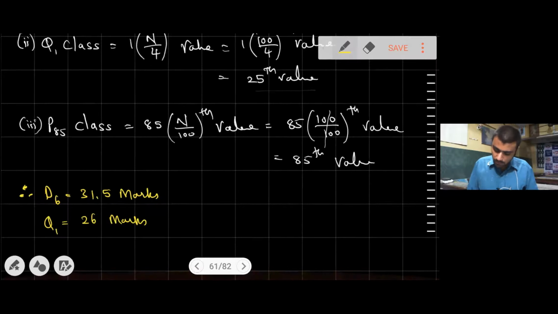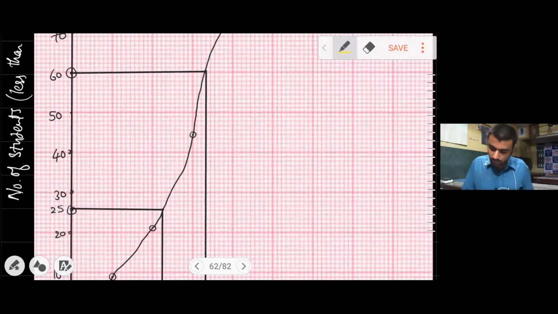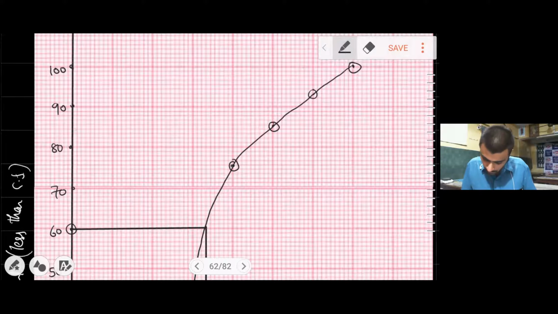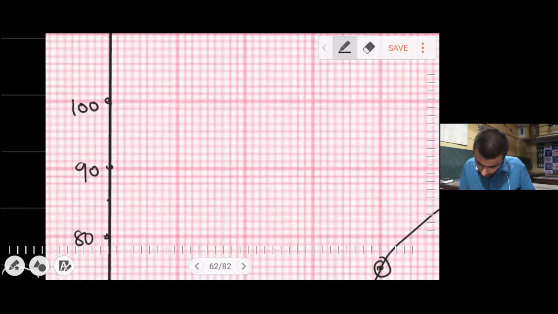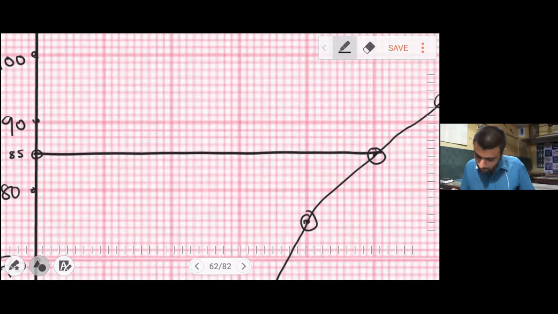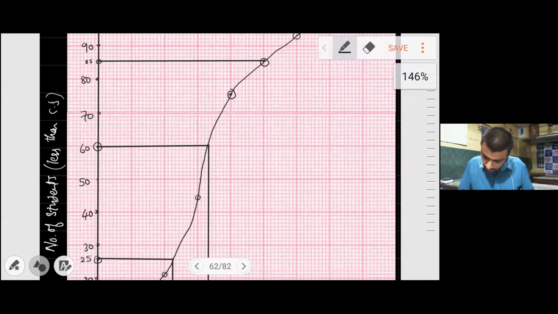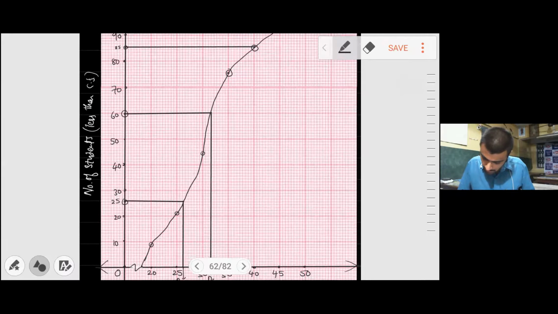And lastly, that is for P85, that is the 85th value you have to locate. Where should I find 85? Here it is, 85. And from this we are going to make a straight line to the curve. From there you have to draw a straight line down to the x-axis.